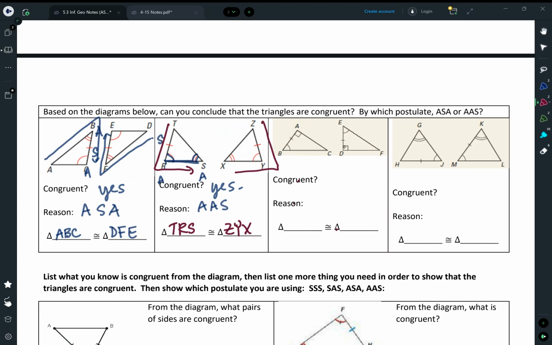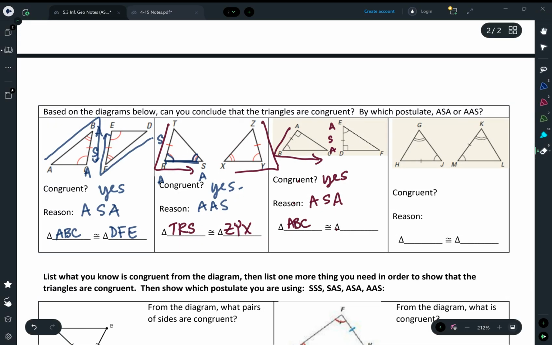So on the next one, are we congruent? Well, we have some right angles. Right angles are congruent to each other. So I have an angle, and then I have another side, and I have an angle on both of them. So yes, we have angle side angle. And so triangle, I'm going to start with my right angle, ABC. So then I have to start with my right angle on the other one. So let's see, this is going to be triangle D. Oh, yeah, I did start at my right angle. D, E, and then F.